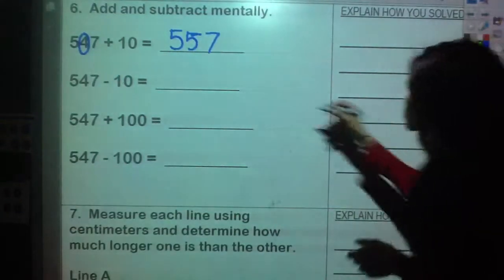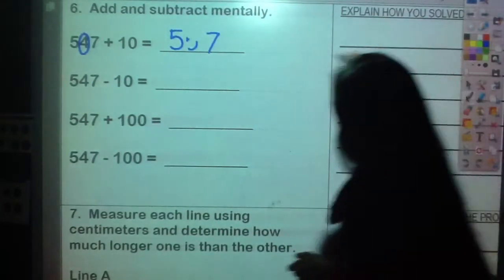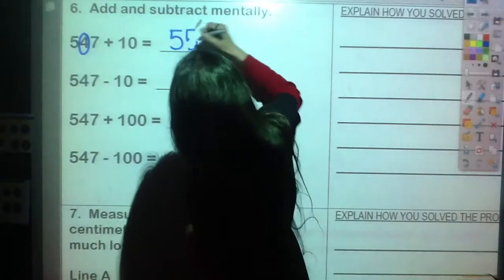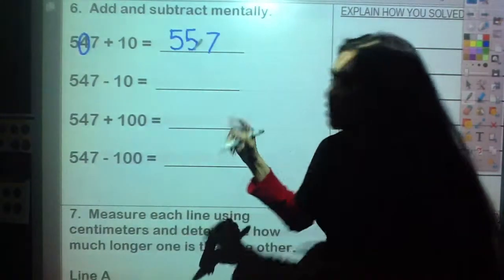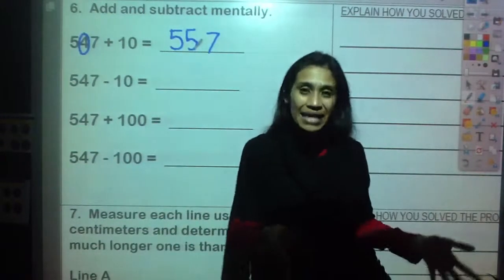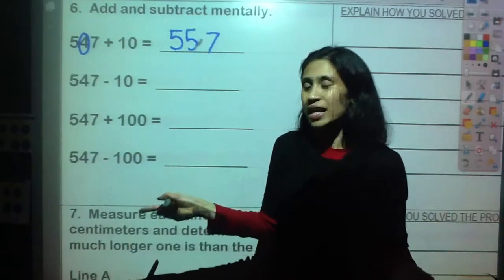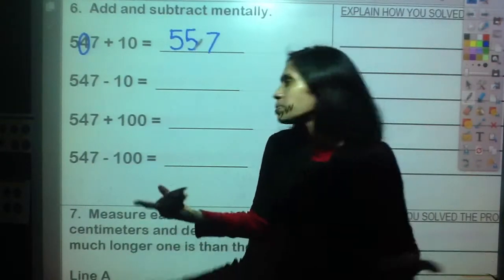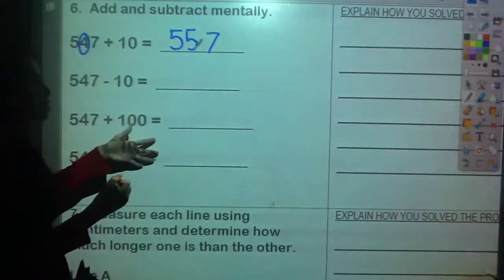Oh, that 5 looks weird. Let me fix that. There we go. All right, the next one, 547 minus 10. So if we're subtracting 10, we need to look at the tens place. And what number is in the tens place? The 4.